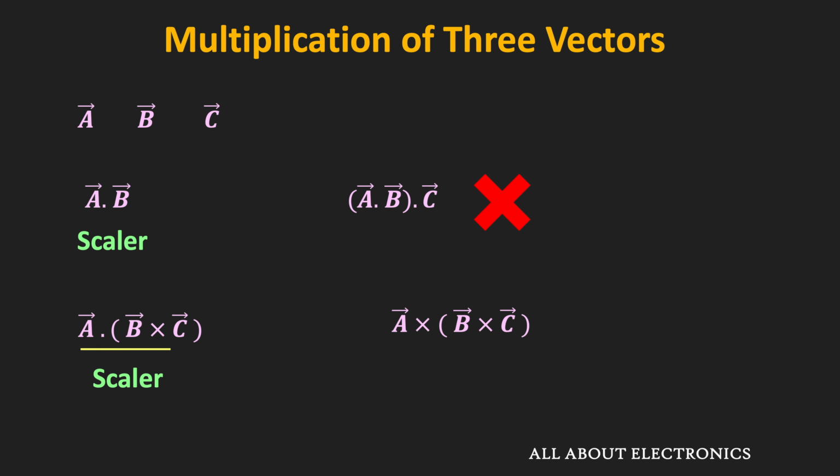Similarly, the other possible way of multiplication is a cross b cross c. So here, once again, this b cross c will give us another vector, and when we perform this cross product, we will get a vector. That means in this case, the result of this multiplication is a vector, and therefore, this multiplication of the three vectors is known as the vector triple product. So one by one, let us see them.